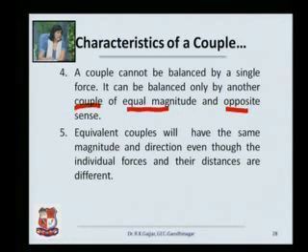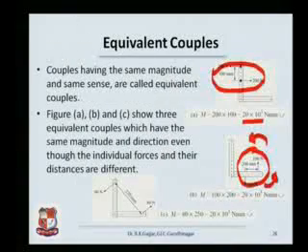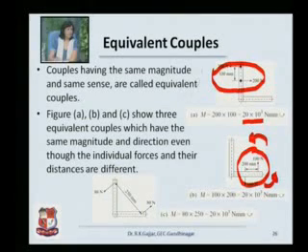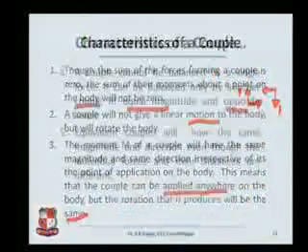And lastly, equivalent couples will have the same magnitude and direction even though the individual forces and their distances are different. We saw this in our previous case. This is one system of couple. This is another system of the couple. This is a third system. All of them have different magnitudes and different distances, and yet they have the same effect in terms of the moment and its direction, and therefore they are called equivalent couples.